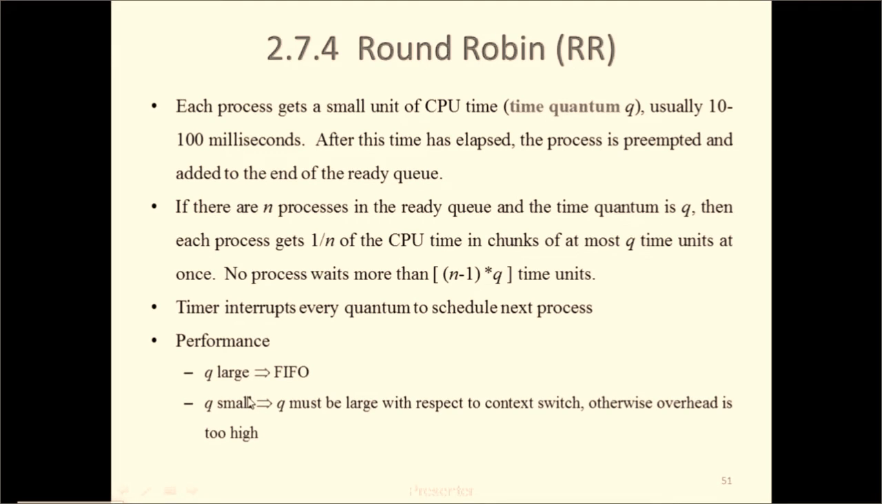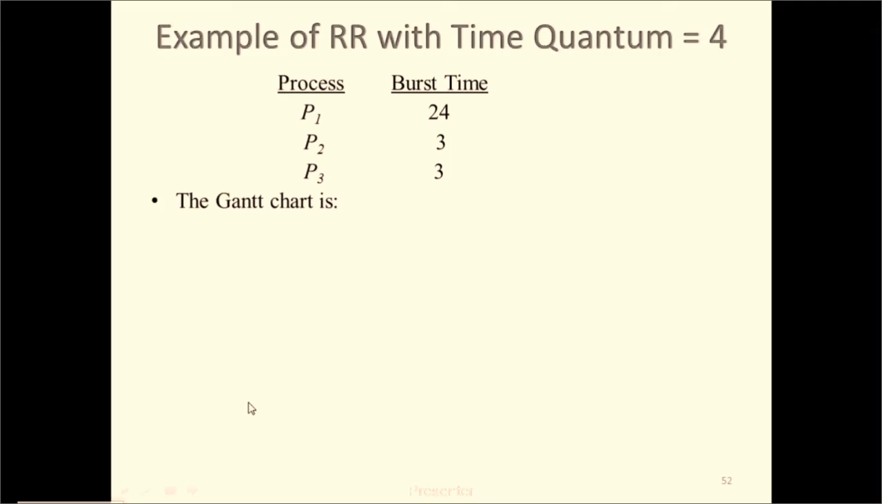This simply means that if Q is too large, you will lose the advantage. If Q is too small, you will lose the advantage. So the output is the same. What these 2 points mean to say is that Q should be optimum. Now, how to calculate that optimum? We will also see that.